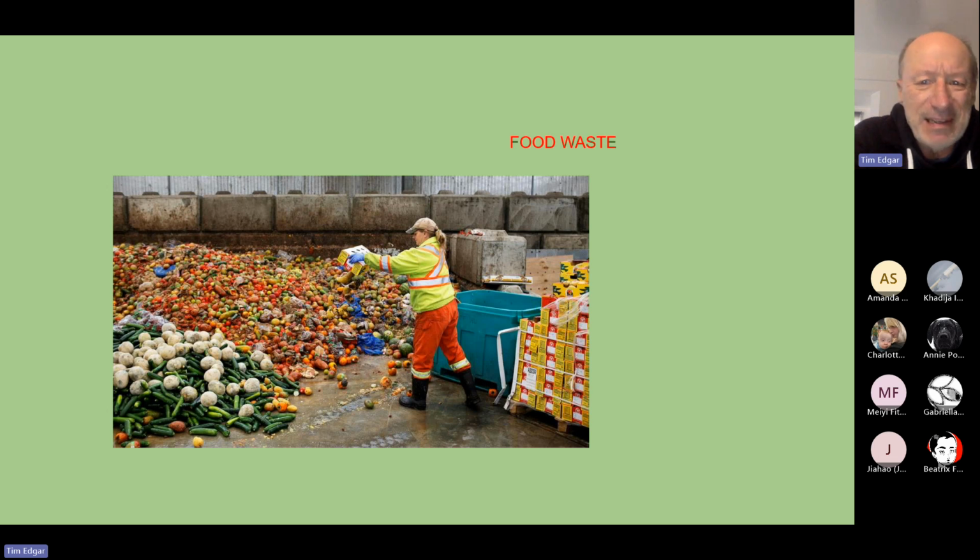So 1.3 billion tons of food wasted or lost, enough to feed 3 billion people. So, yeah, it is pretty shocking. It accounts for 4.4 gigatons of greenhouse gas emissions. So yeah, this is pretty shocking stuff.